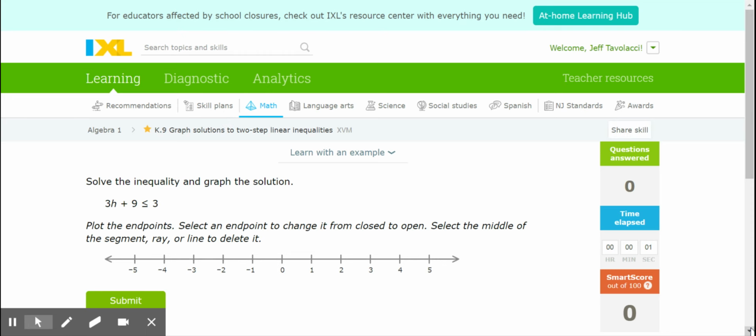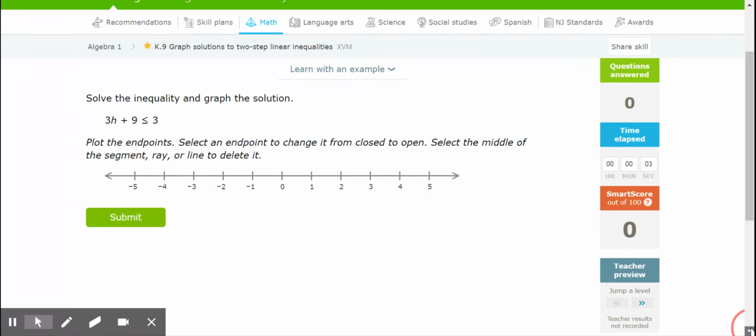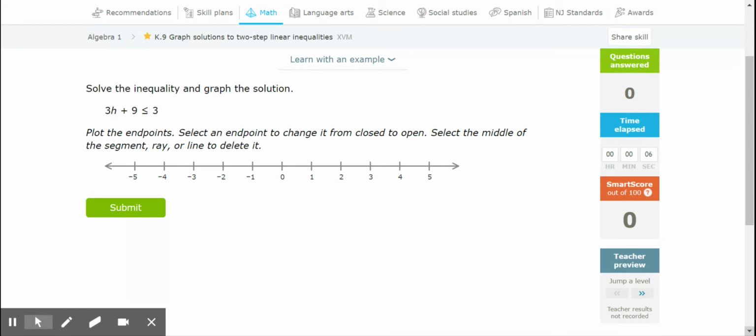Okay, in this video, we are going to be working on K9, graphing the solutions to two-step linear inequalities. Okay, so just one additional step. So in the last section, K8, we found the inequality, and now we're just going to take that solution and plot it on the number line.